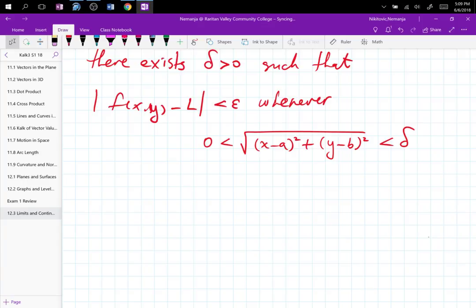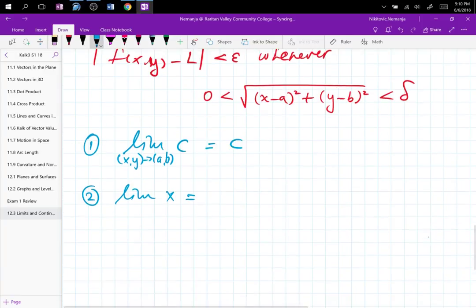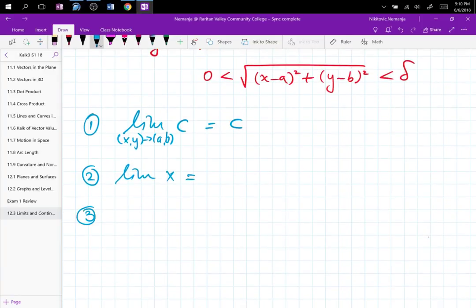So theorem 12.1, limits of constant and linear functions. Well, limit of a constant is a constant, so that's simple. So limit of c is c, and this x, y can go to whatever it wants to go. Limit of c will always be c. Now, for the linear functions, we have limit of x and then a limit of y. So xy goes to ab.